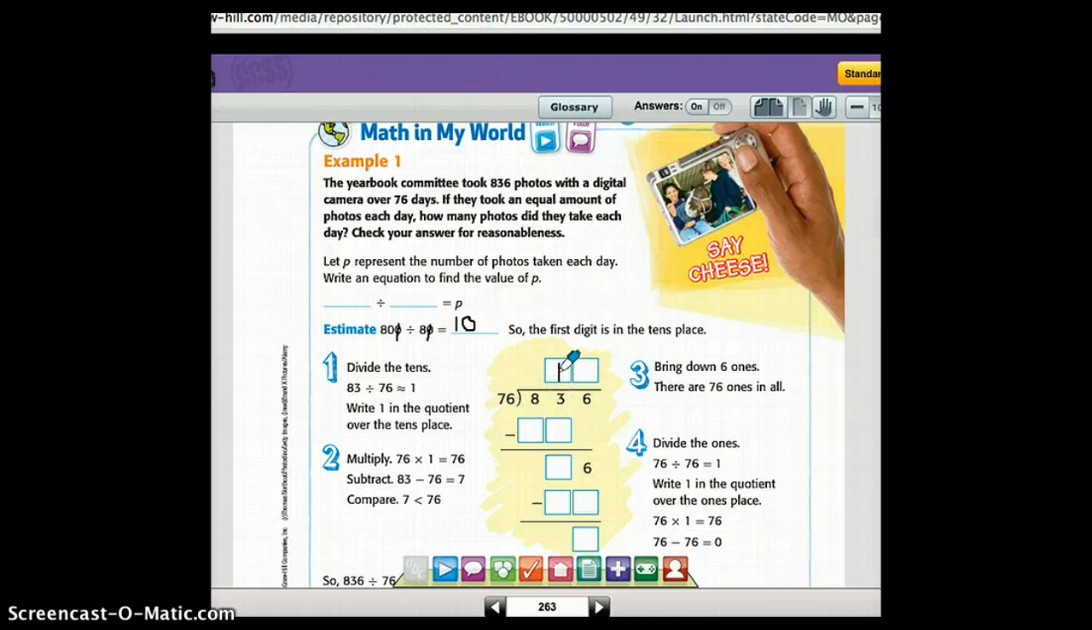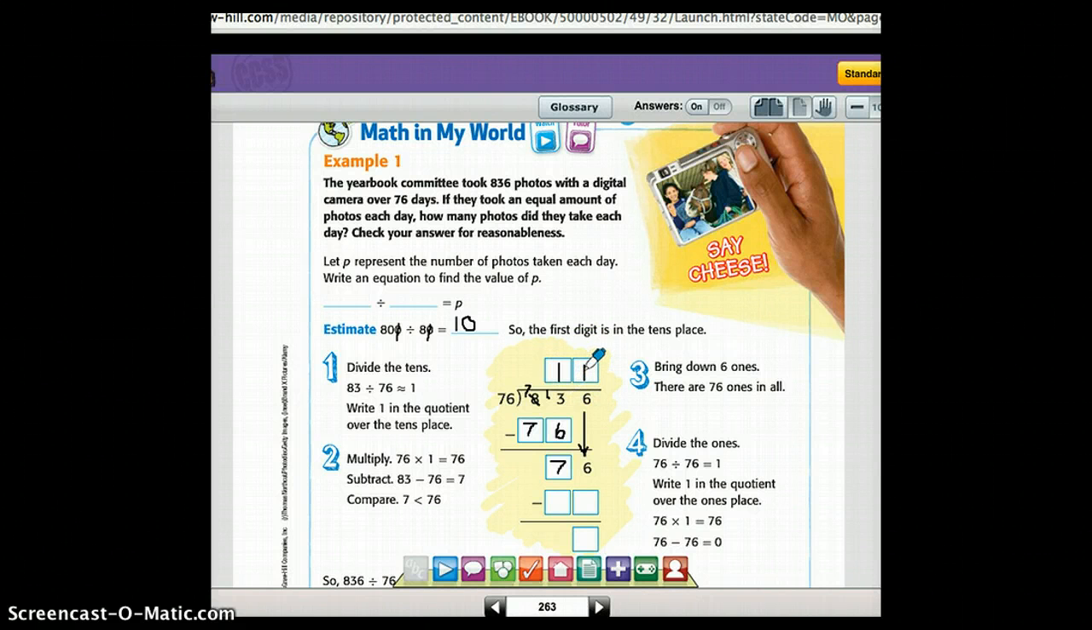Now my multiply step. 1 times 76, and I get 76. Now my subtract step. So 83 minus 76, and you might have to borrow. So 13 minus 6 gives me 7. Now my new number is, well, once I bring down, sorry, almost forgot a step. Bring down your 6. And now my new number is 76. So how many times does 76 go into 76? Because I'm starting my steps over again. I'm at the divide step again. So it goes into 76 once.